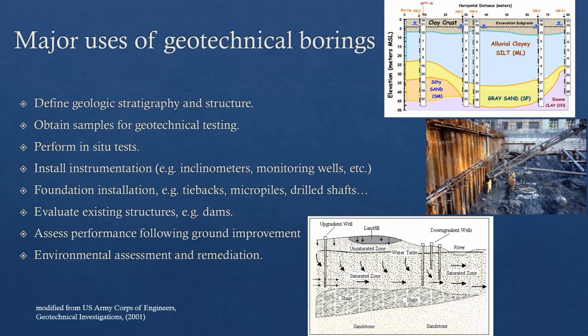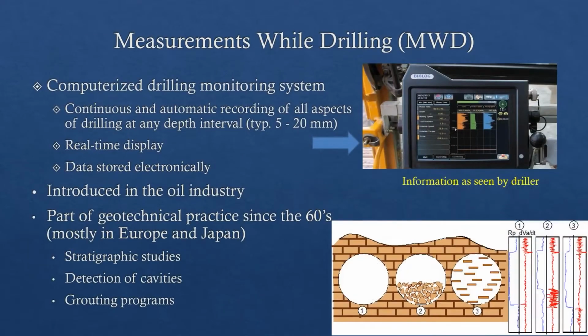We can evaluate existing structures. For instance, a dam, we want to look at the integrity of the dam. We're going to be drilling some boreholes in there, maybe do some grouting later on. Assess performance following ground improvement to see if the method that we used, let's say dynamic compaction, has worked. So we'll do tests before and after. And of course, environmental assessment and remediation. So there's all kinds of uses for geotechnical borings, and there are thousands and thousands of boreholes being drilled annually in the US and around the world, obviously.